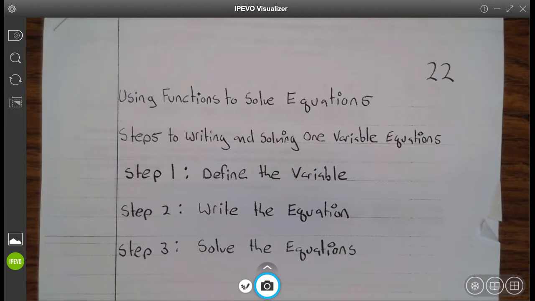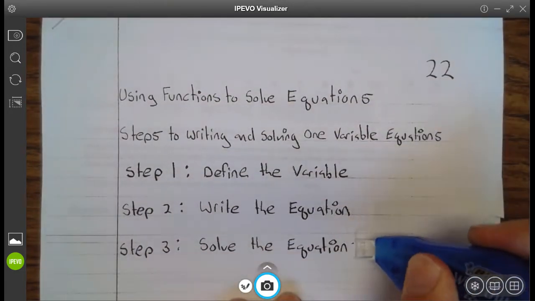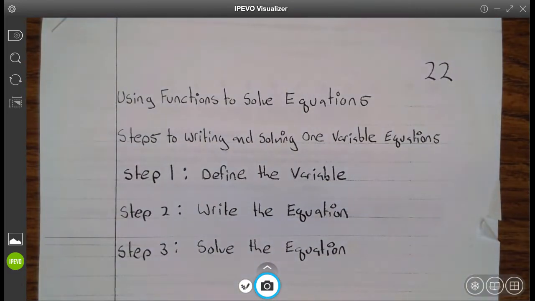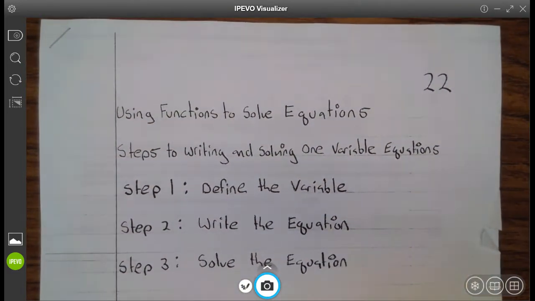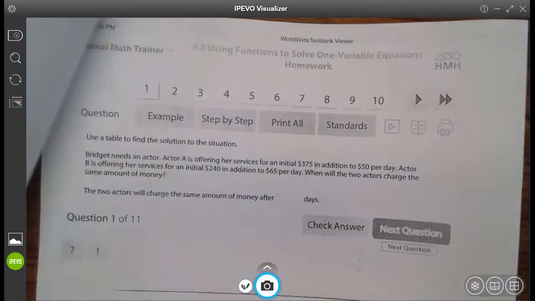Steps to writing and solving one variable equations. Step 1, define the variable. Step 2, write the equation. Step 3, solve the equation. All right, go ahead and finish reading over that. Let's take a look at the first example.